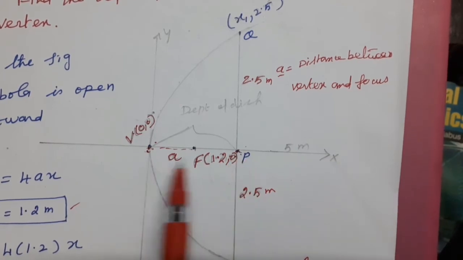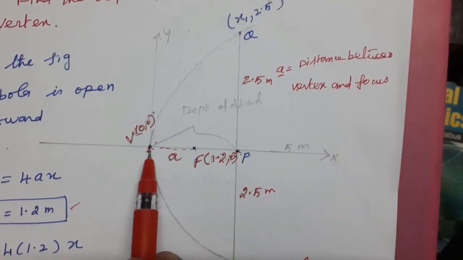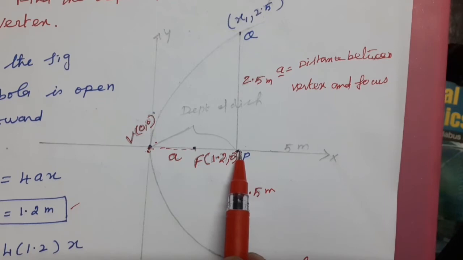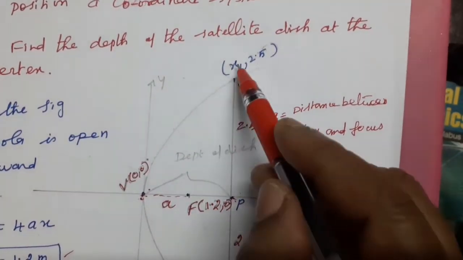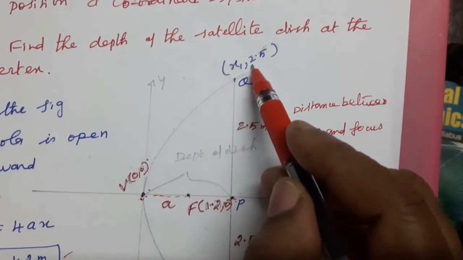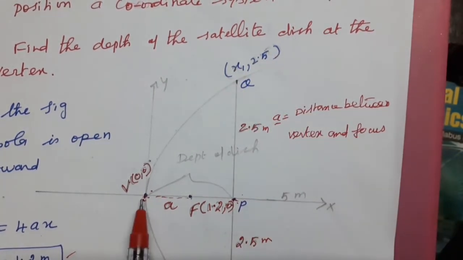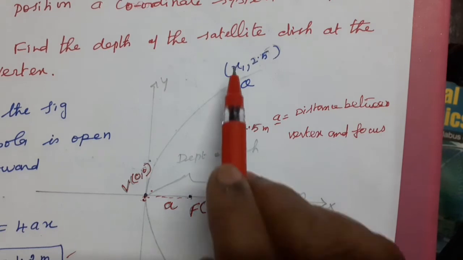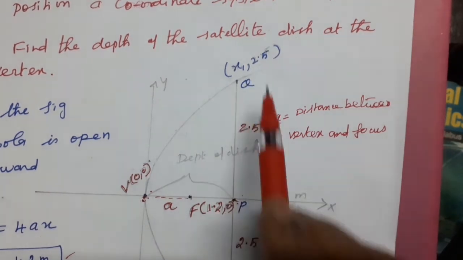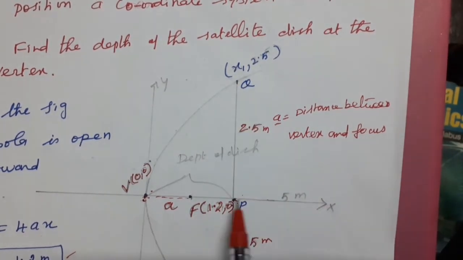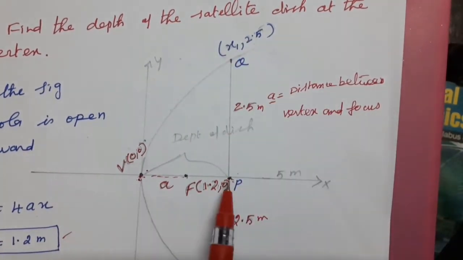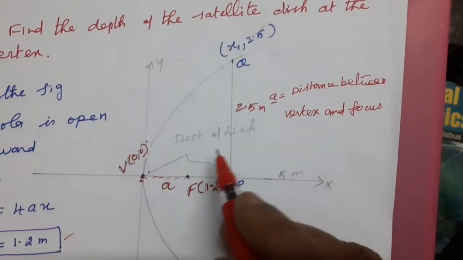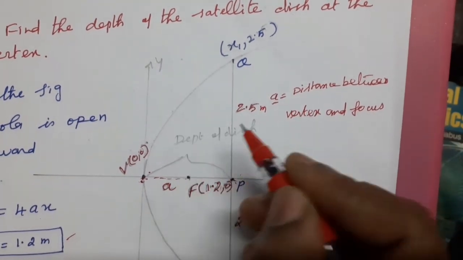What is the depth? We find it from the distance between the vertex and P, V and P. What is the x1 coordinate? This is taken as P, this is Q, and y1 is 2.5. Now we are going to find VP only, because PQ is given as 2.5. PQ is along the y-axis, VP is along the x-axis. So we find the x unit, x1, which is the depth of the parabola, the depth of the dish.